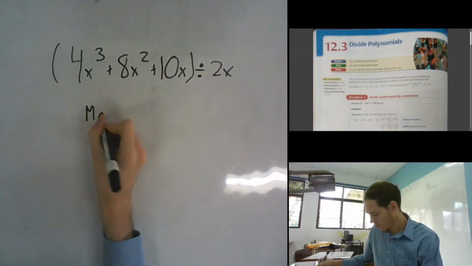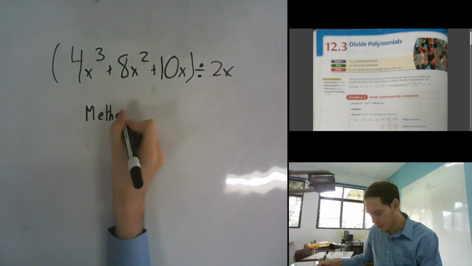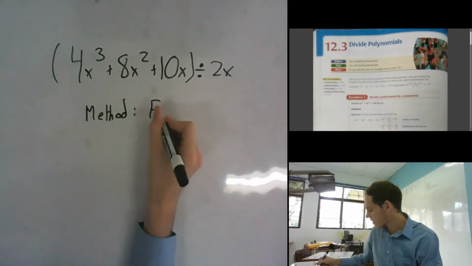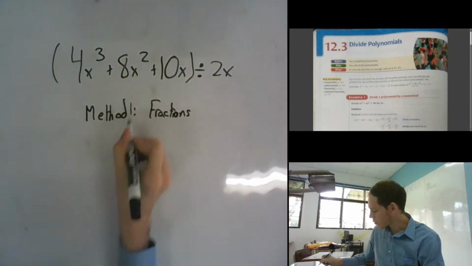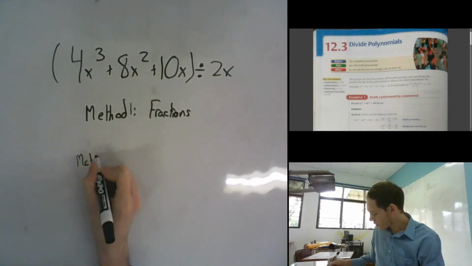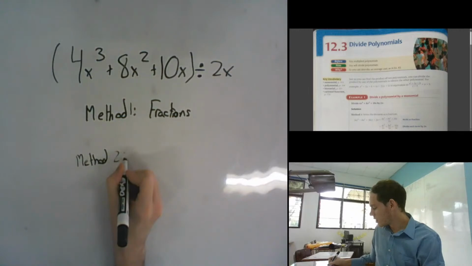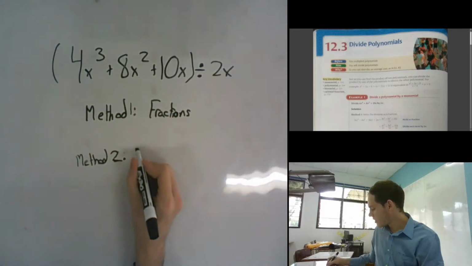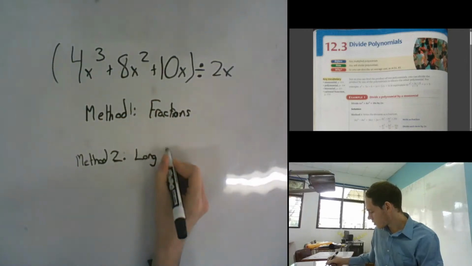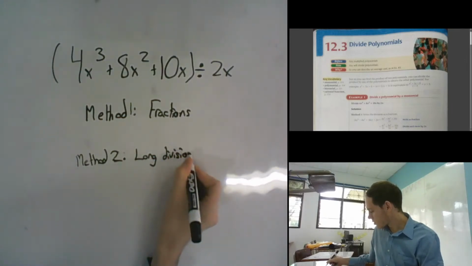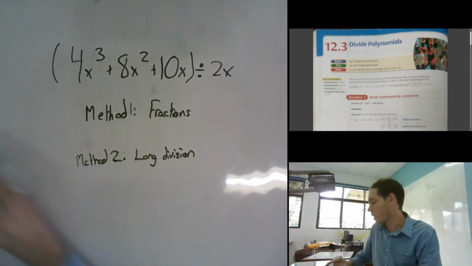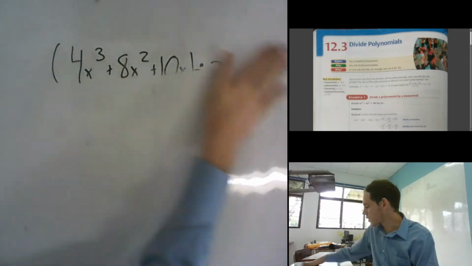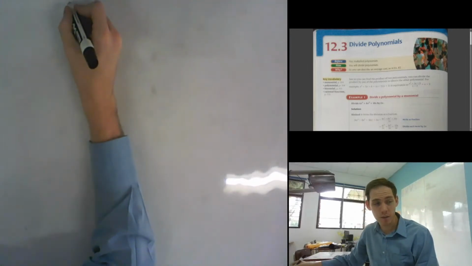There's method 1, which is write as a set of fractions. So this is method 1. Method 2, which honestly we're going to spend more time on, is long division. This is actually a method 3, but we're not going to cover method 3. It's Algebra 2 is method 3. Okay, so if we're dividing it, I'm going to write this at the top right here.